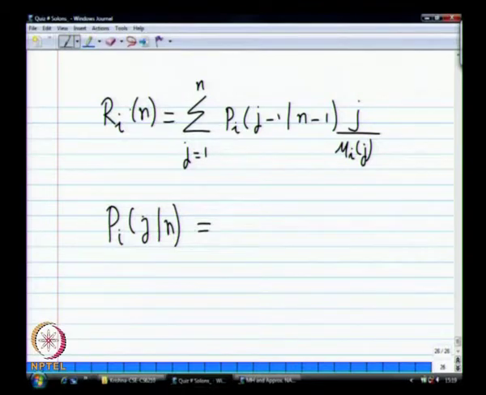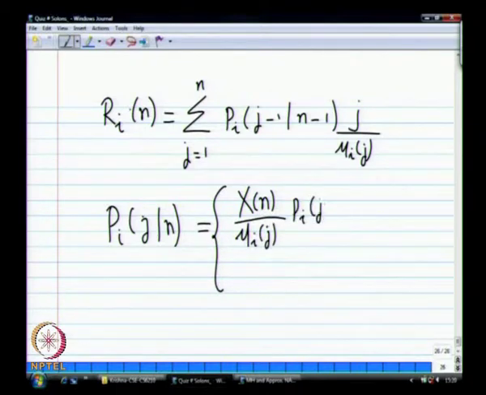Okay, so we are not deriving this, unfortunately. This is defined as X(n) by mu, and this is defined recursively.